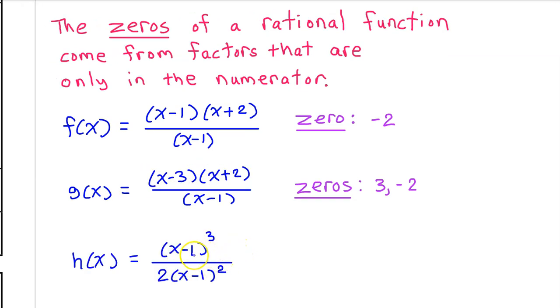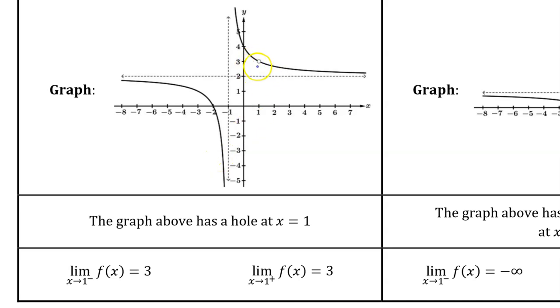What are the zeros of this function h of x? This function has no zeros because the only factor in the numerator is also in the denominator. Notice that this graph has a hole at x equals 1.